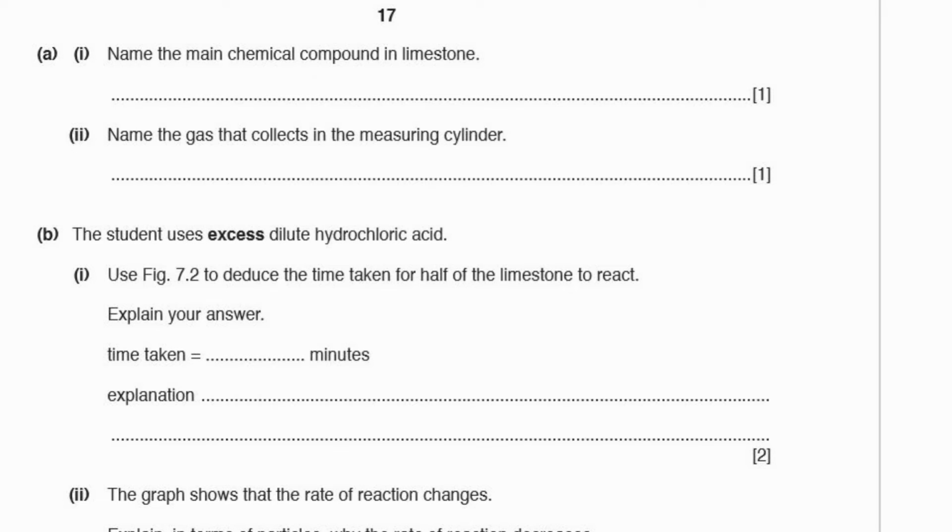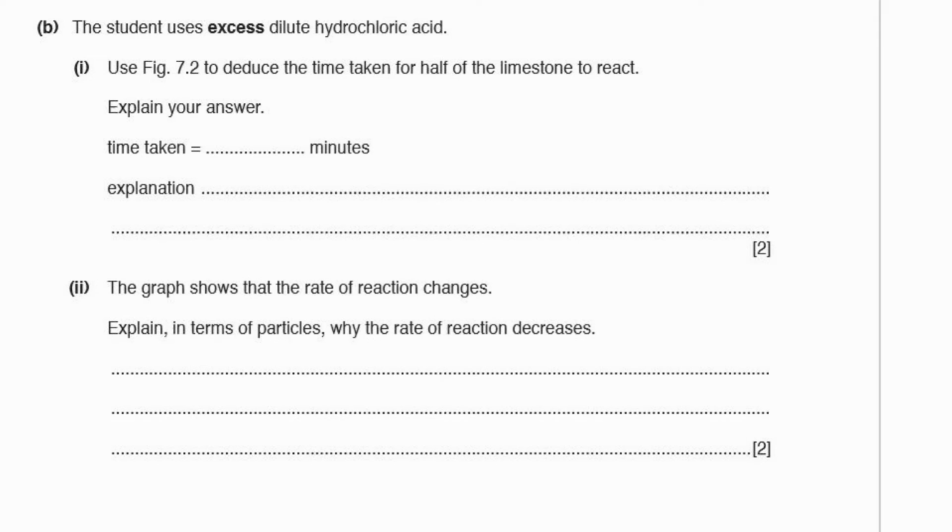A1, name the main chemical compound in limestone, and that is calcium carbonate. Name the gas that collects in the measuring cylinder, and that is carbon dioxide. And that is because the carbonate is CO3, so the carbon dioxide comes from the carbonate. B, the student uses excess dilute hydrochloric acid.